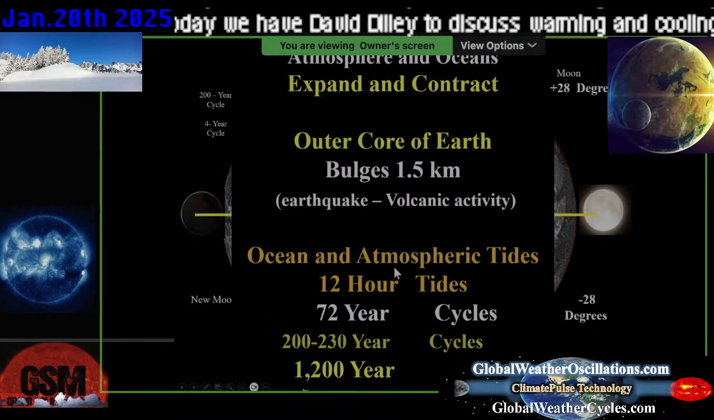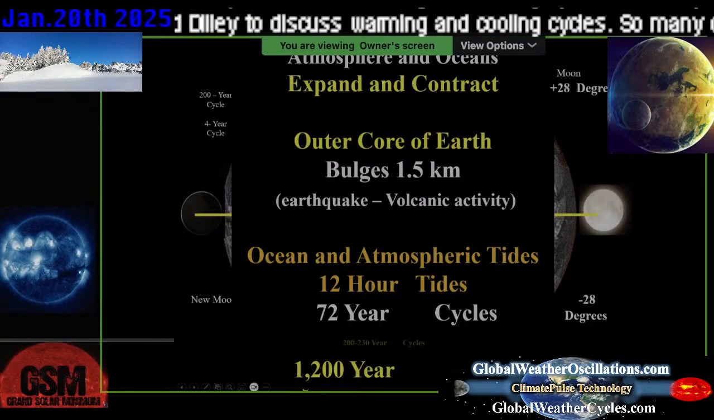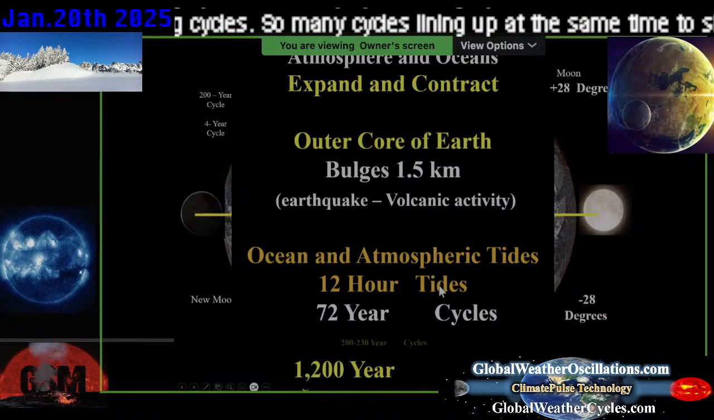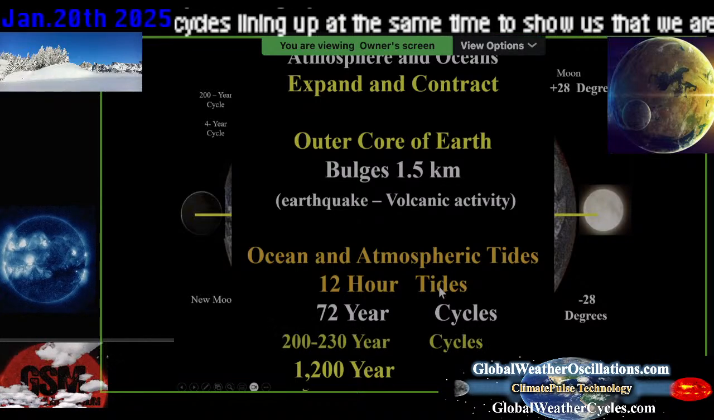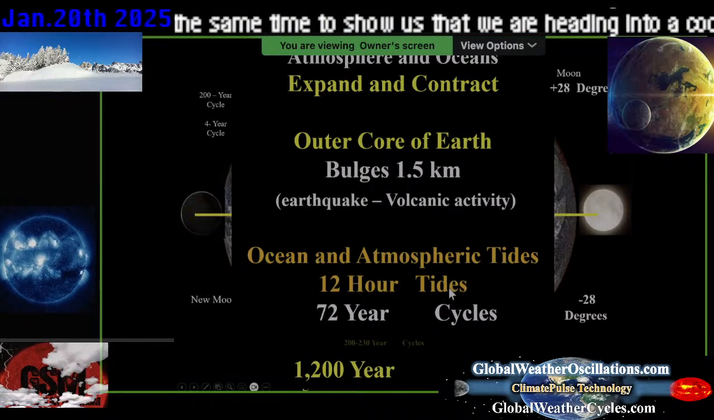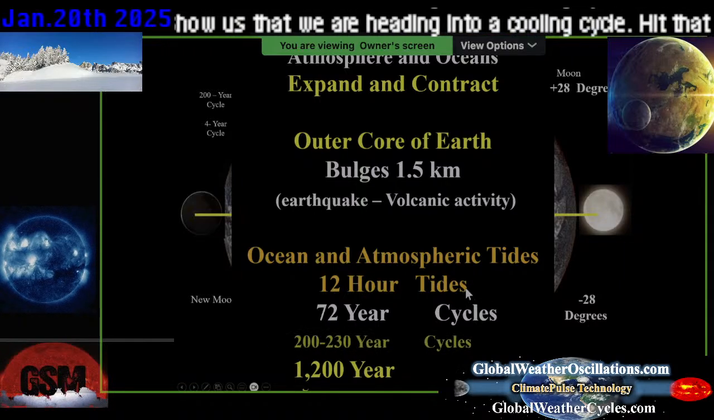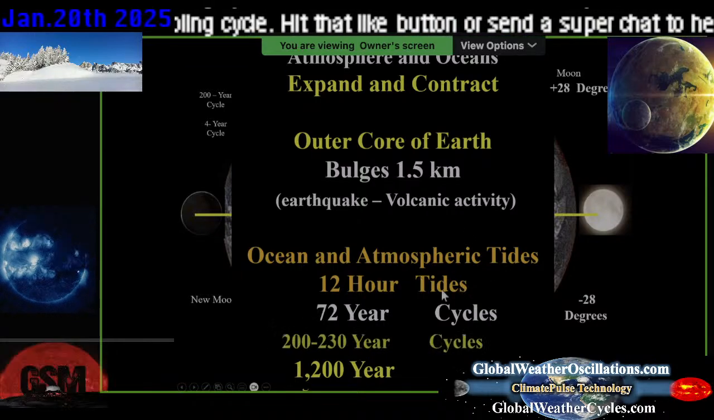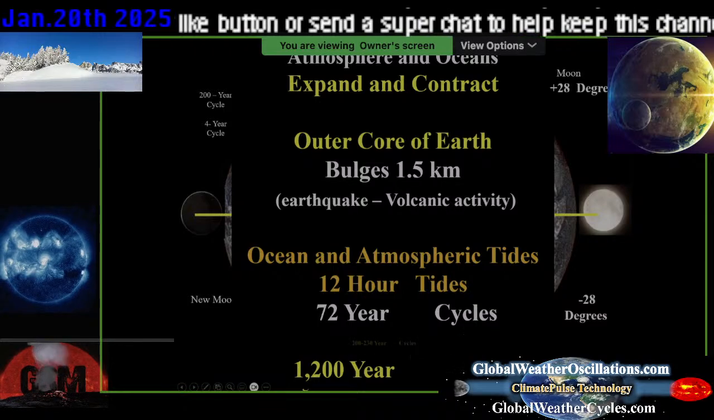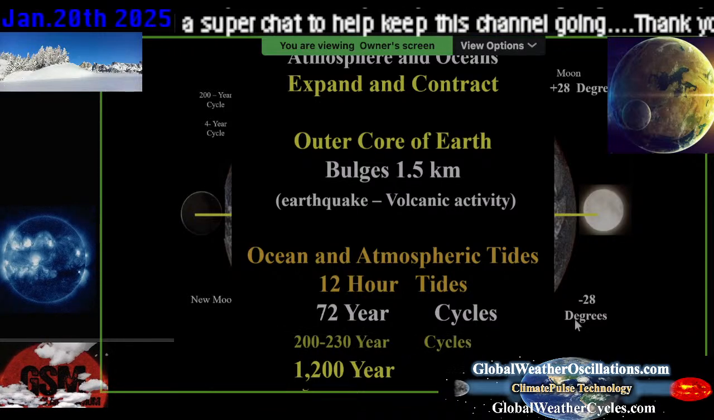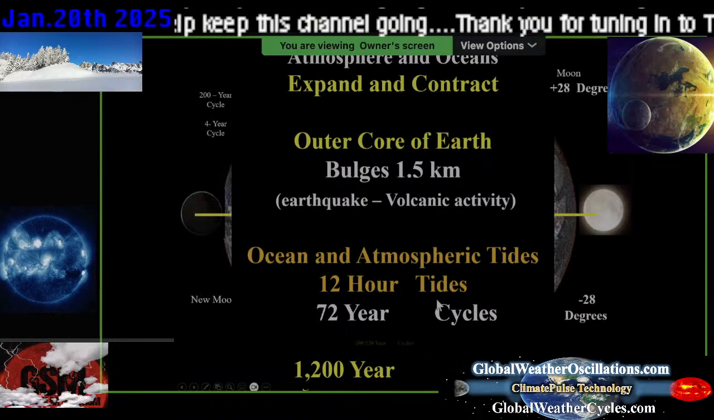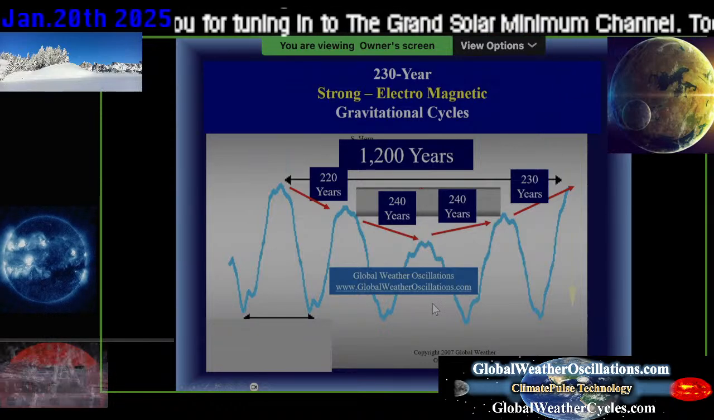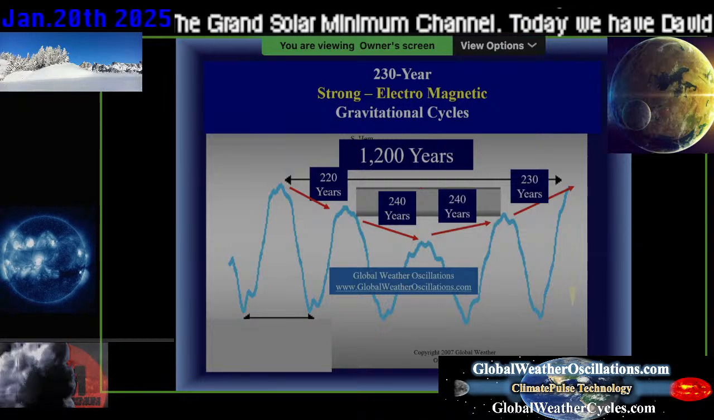And again, I mentioned a lot of the different gravitational cycles, where you have your 12-hour tides in the ocean, high tides twice a day, every 12 hours. That's the new moon and full moon. And also cycles go out 4 years, 9 years, 18 years. And there's a big 72-year cycle, and we're going to really talk about the 200 to 230-year strong gravitational cycle. We've already discussed the 1200-year one. So this is what the 1200-year electromagnetic gravitational cycles look like, and the strength of them.